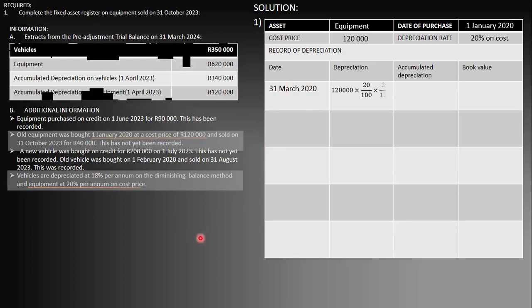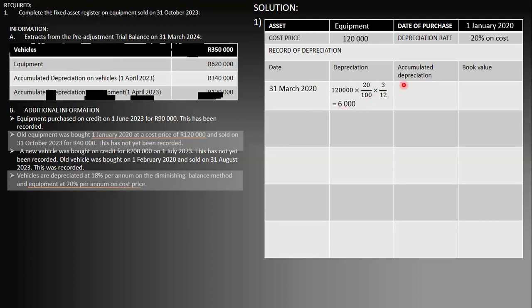So what we are going to do is to use the rate. Our rate is 20%. We say 20 divided by 100. And remember, the method is on cost price. So we are always going to use the cost price, which is 120,000. There is our cost price. And now we need to count the number of months that this equipment is depreciated. So when we count from January, first it's January, February, March, that's 3 months. And we say 3/12, right? And therefore when we plug all of this into the calculator, it will give us 6,000.